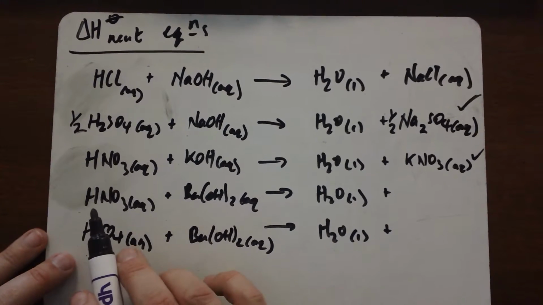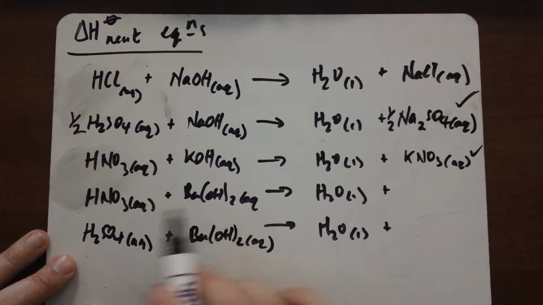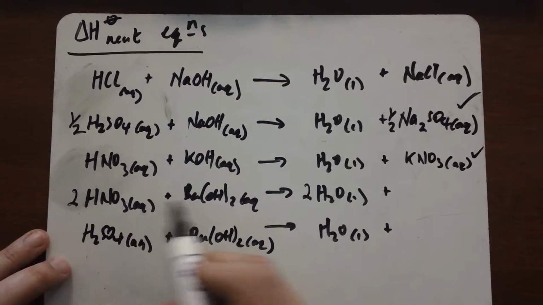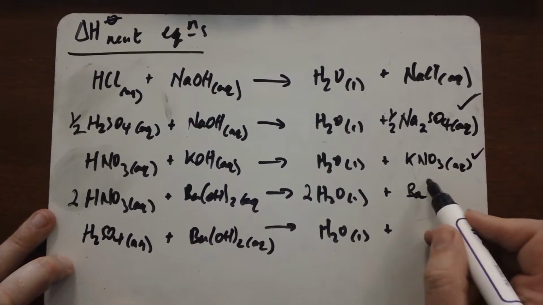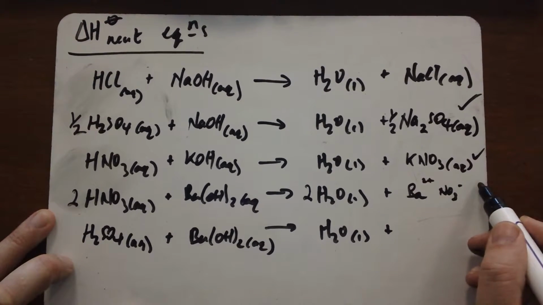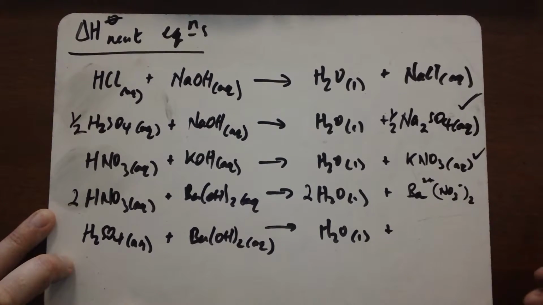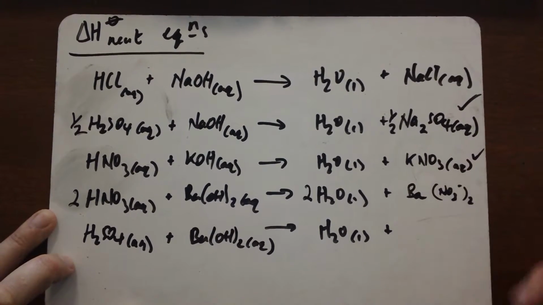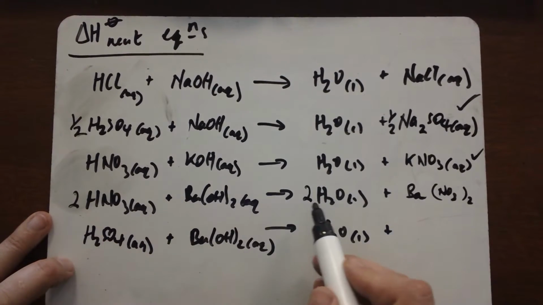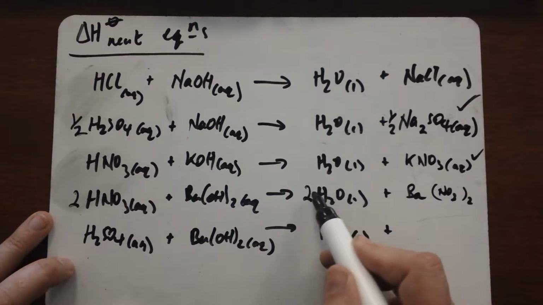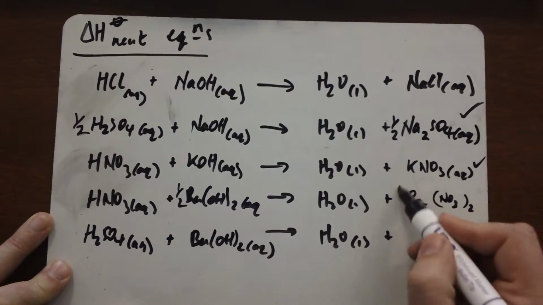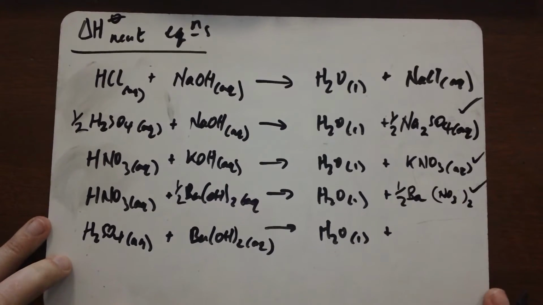Next one is monoprotic, dibasic, so we're going to need 2 of these. We're going to form 2 lots of water, and we're going to form barium, that's 2+, and nitrate, which is a single minus, so we're going to need 2 of those. So we are going to need to then half everything through to get 1 here. So there's 1, half, 1, half, and that's the correct answer for this one.